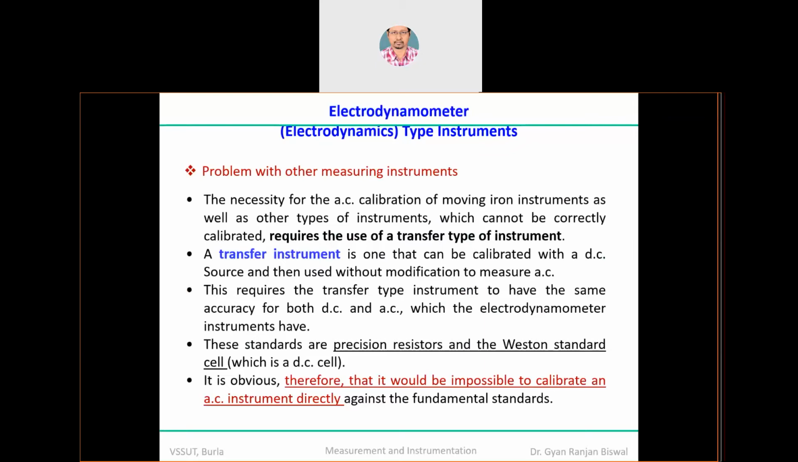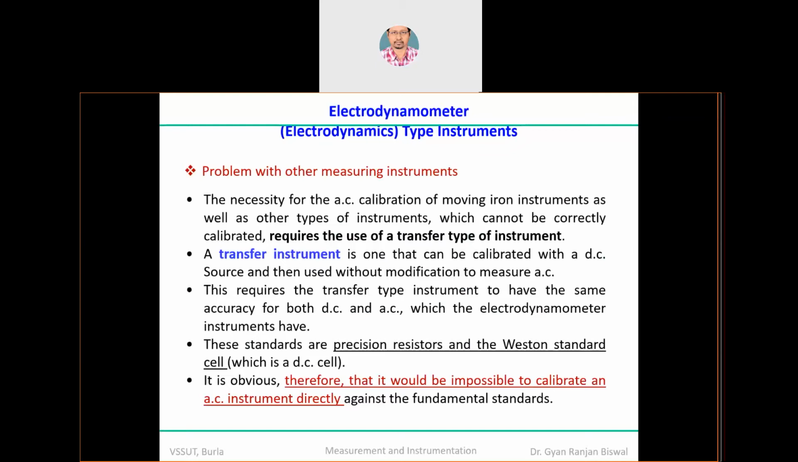Now, this requires the transfer type of instrument, which should have the same amount of accuracy for both AC and DC. So today, in the next couple of minutes, we are going to see that the electrodynamometer is an instrument that can provide that kind of feature. Got it? Okay, now keep it separate for a moment.